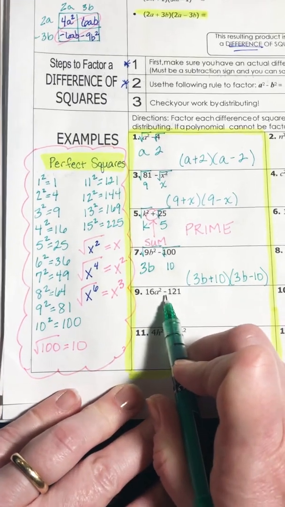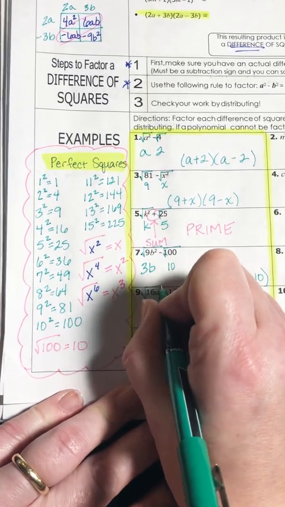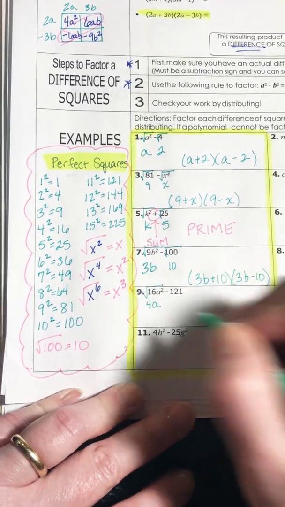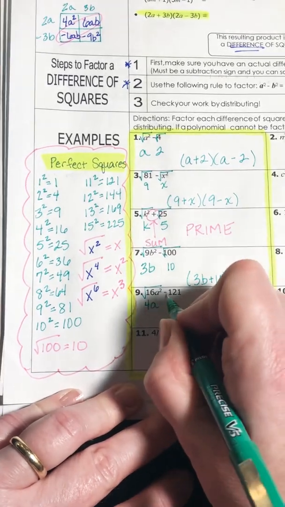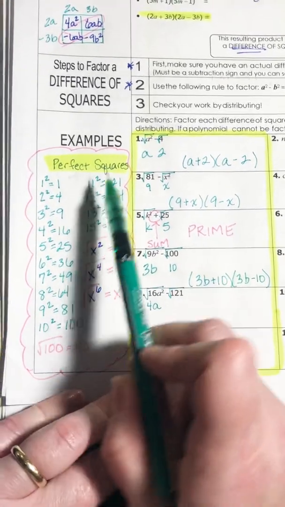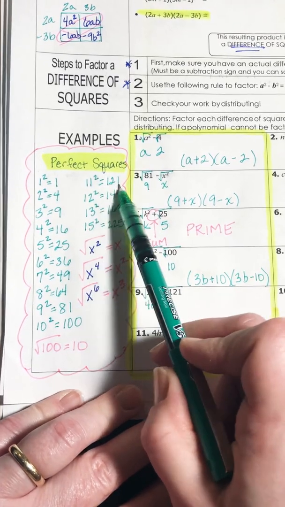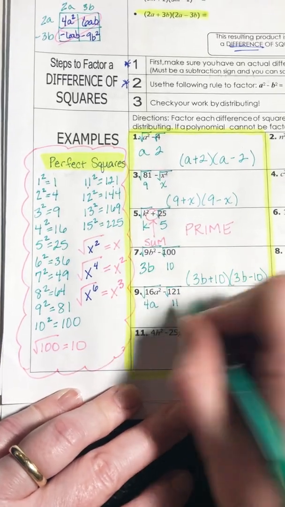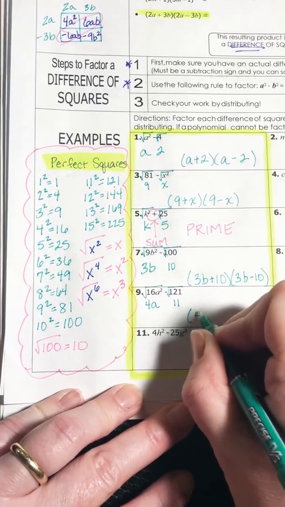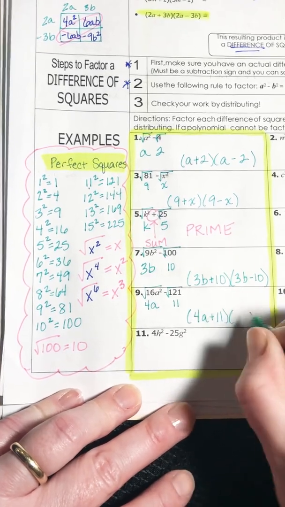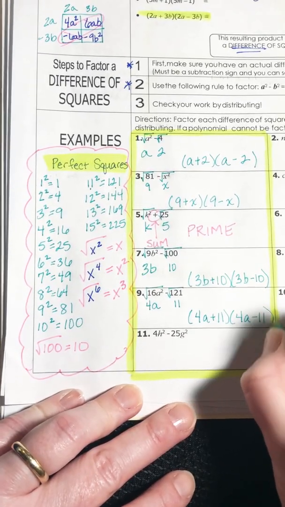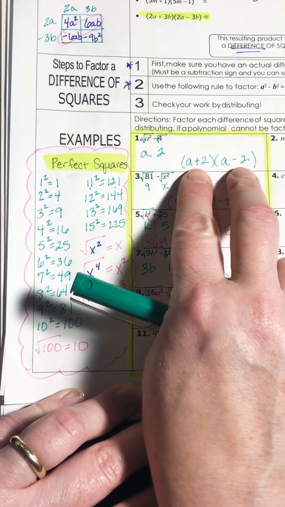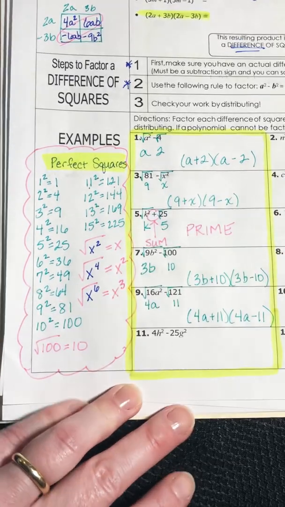Number 9, it is a difference because it's subtracting. I'm going to take the square root of 16, which is 4, and the square root of a squared, which is a, so there's my first square root. Square root of 121. So again, I'm going to use my list of perfect squares. Here's 121. It is a perfect square. Square root is 11. So factored form is 4a plus 11 times 4a minus 11. Okay, so you'll notice on all of these factors, they're exactly the same, except one's being added, one's being subtracted.